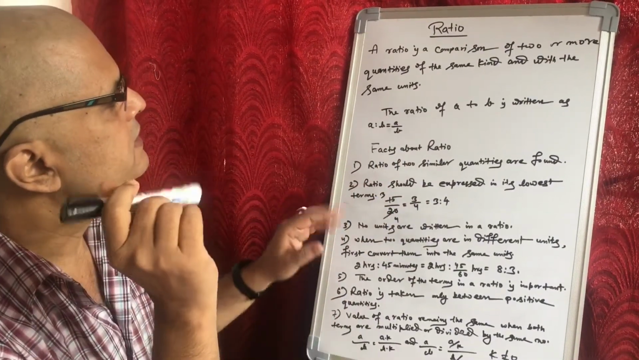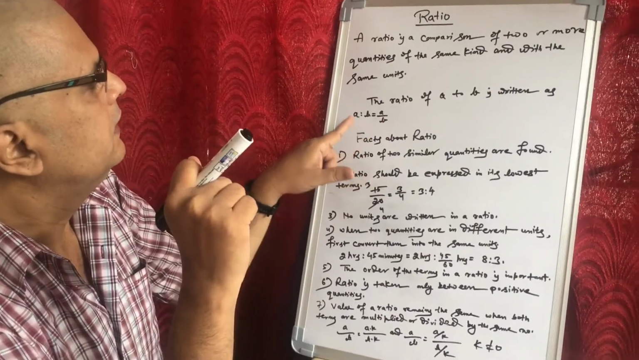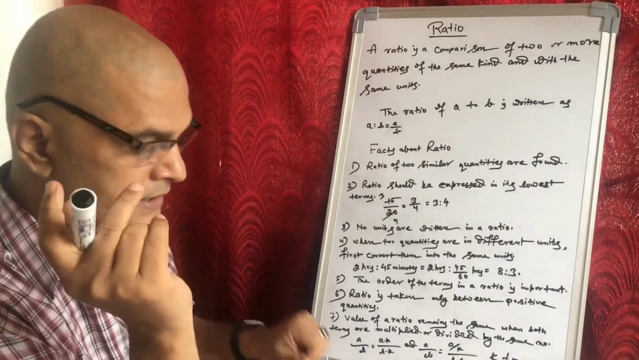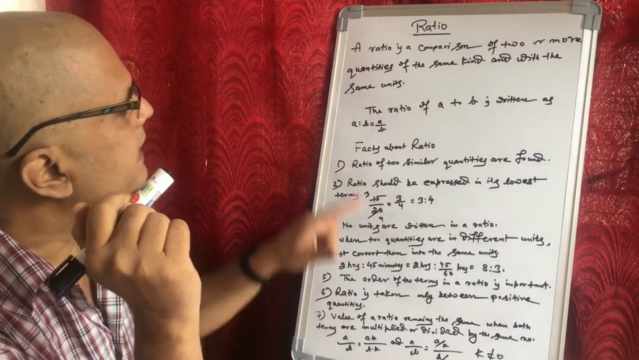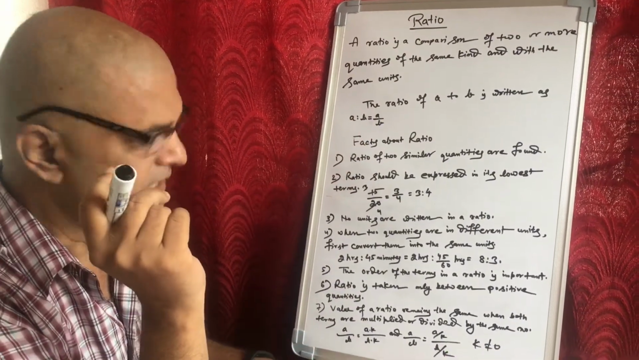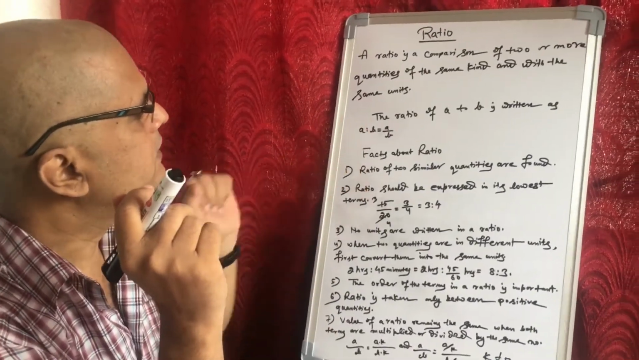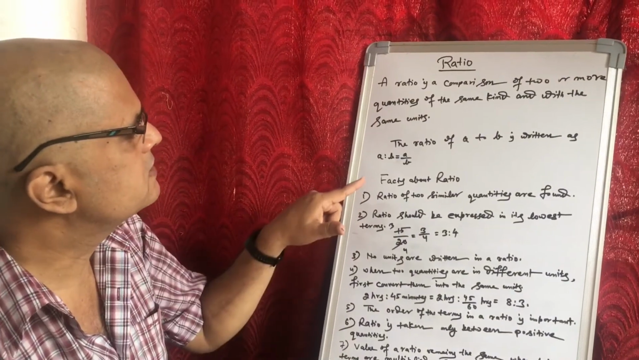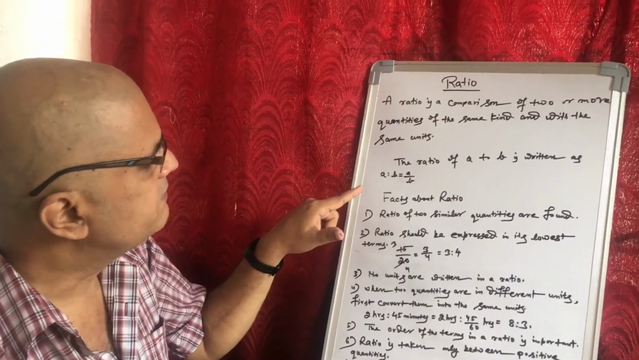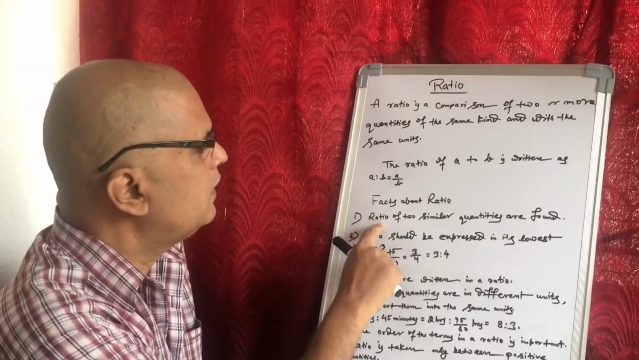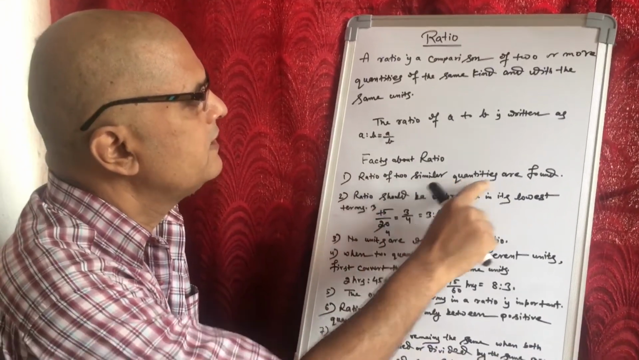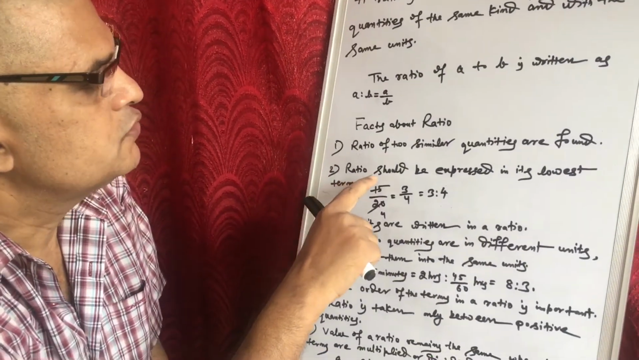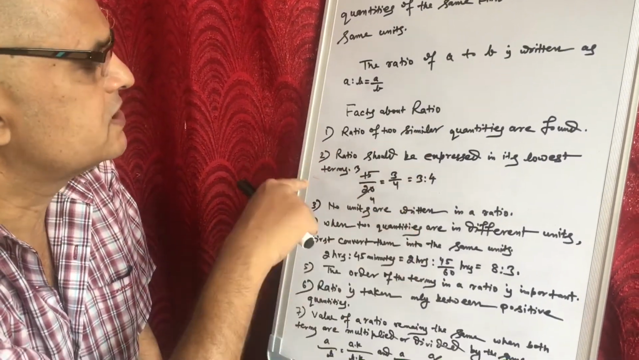Now I am going to discuss, it is written as A by B, where A is called the antecedent and B is called the consequent, and A, B are called the terms of the ratio. Now I am going to discuss the different facts about ratio. The ratio of two similar quantities are found. Next, a ratio should be expressed in its lowest term.